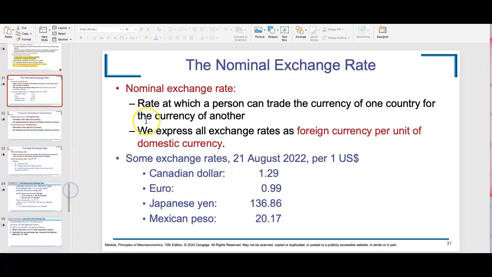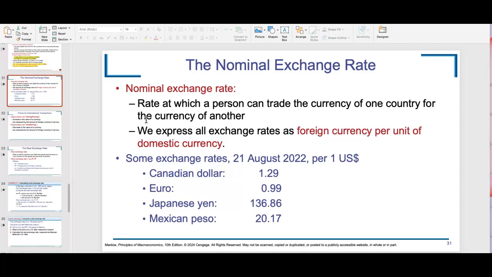So the nominal exchange rate is the rate at which you can trade the currency from one country to the other. Literally, if you went and looked at the currency exchange rate today, that would be your nominal exchange rate. It's exactly like the nominal interest rate that you get charged on goods. It's not adjusted for anything. So, for example, on 21 August 2022, the Canadian dollar was 1.29 Canadian dollars for a dollar. Euro, 0.99 euros for a dollar. The euro is always a little bit stronger than the dollar is.